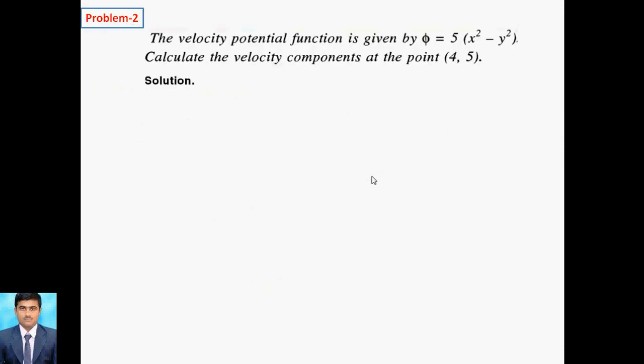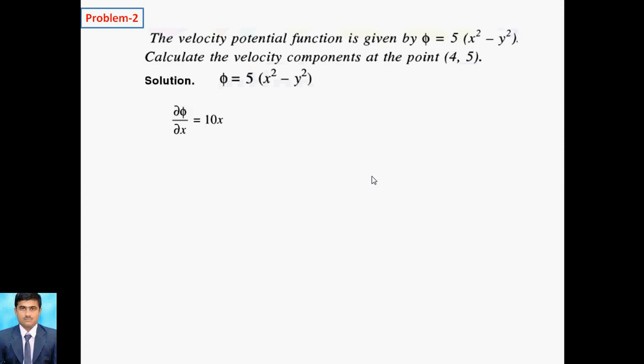Now we move to the second problem. In the second problem it is mentioned that the velocity potential function is given by phi is equal to 5 into x square minus y square. So here we have to calculate the velocity components at the point 4 comma 5, that is your main motive, and then the solution for this. So I write the first equation, that is phi is equal to 5 into x square minus y square.